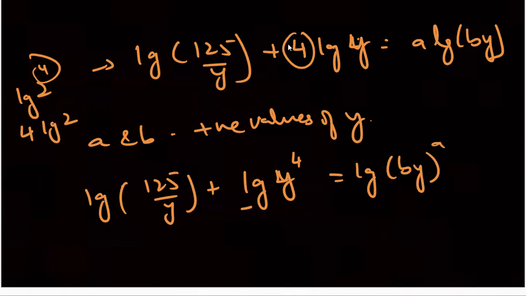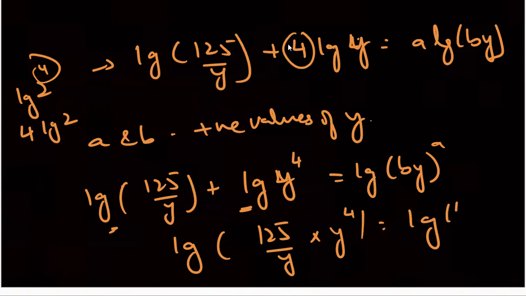Now we have all logs. This is an addition. Whenever in log we are adding, it means that it is being multiplied. So this becomes 125 over y multiplied by y power 4 is equal to log b power a. Now log and log are removed. So this becomes 125 y to the power 4 minus 1, because there was a y in the base, is equivalent to b power a.